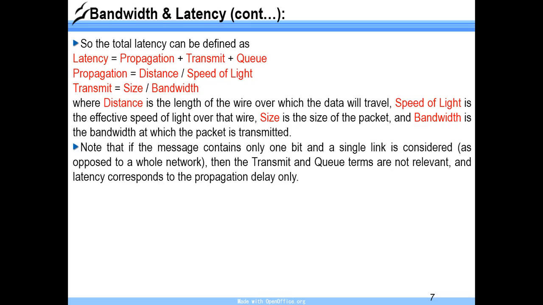If the message contains only one bit, and only in the case of a single link, then the transmit and queuing delay would not be there. With only one link and only one bit, there would be no queuing delay. It can be sent right off, and there would be no transmit delay either, because size over bandwidth is the transmit delay, and in a single link one bit can easily be sent through. Latency would hence correspond only to the propagation delay.